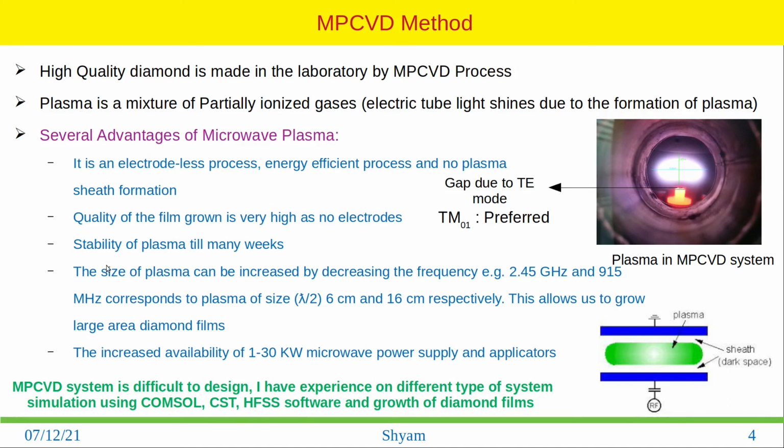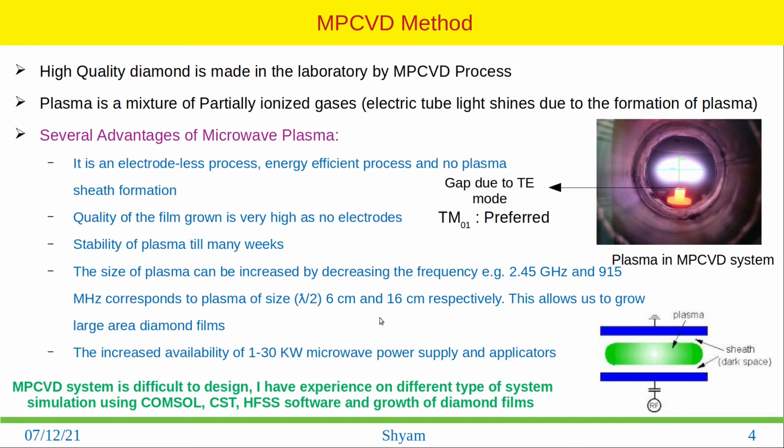And the next thing is the size of the plasma. For a 2.45 gigahertz microwave generator, we can get a plasma size of 6 centimeters. If we want to increase the size of the plasma, we can move to 915 megahertz, which will give around 16 centimeters of plasma, and this will allow us to grow large area diamond films.